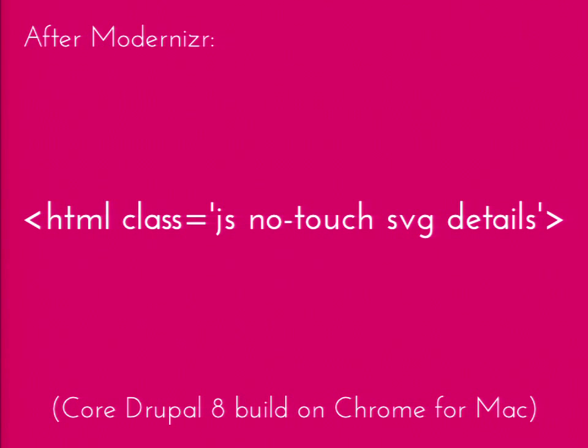So this is what your HTML element looks like in Drupal 8. You can install core Drupal 8 off of drupal.org, and you will see this once your page loads. And so it shows here that there was a touch test run, an SVG test, and an HTML5 details element test. And I was on Chrome for Mac, so it says no-touch instead of touch. If it was a touch-enabled device, it would say touch. So with that, you can change styles, and also because that JavaScript object exists, you can run different scripts and do conditional script loading, and we'll talk about that later.